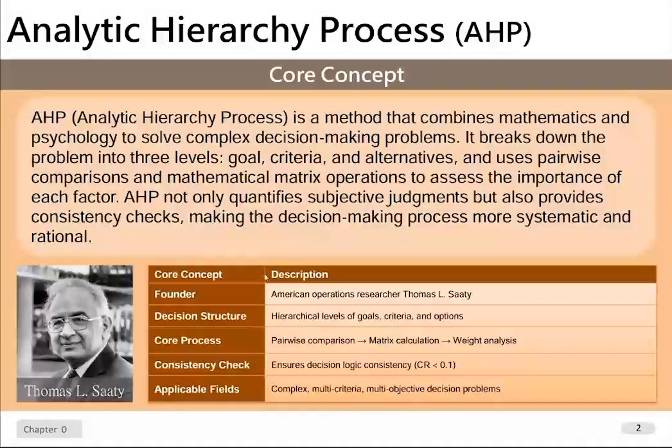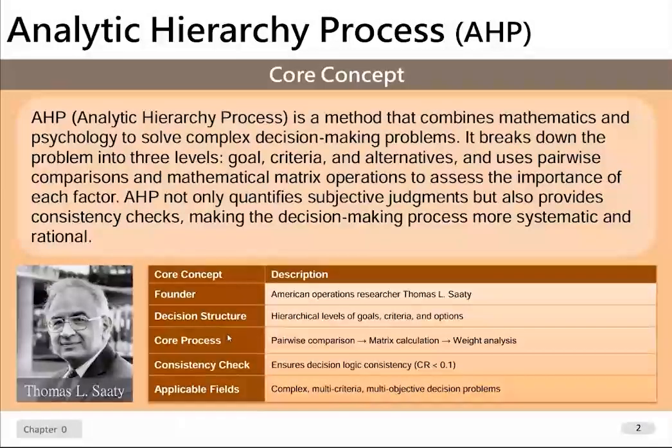So here is a brief introduction to AHP. The founder is the American operations researcher Thomas L. Saaty, from 1971, I think. And the decision structure is the hierarchical levels of goals, criteria, and options. That's the situation you will face when you are facing complicated decisions.